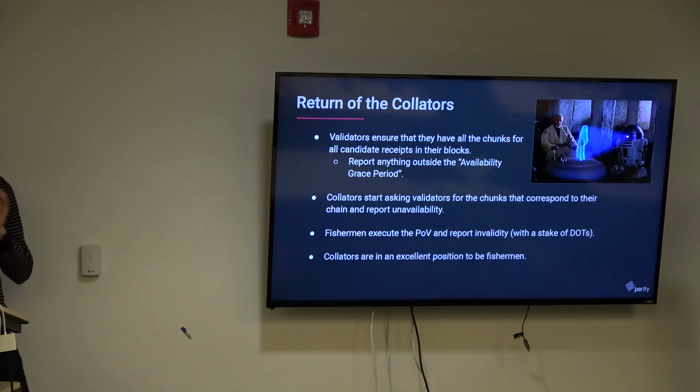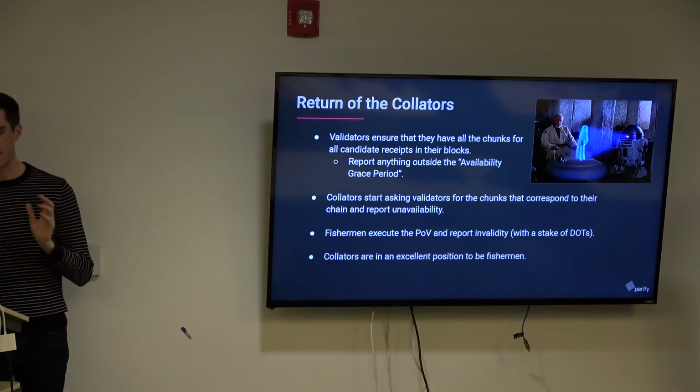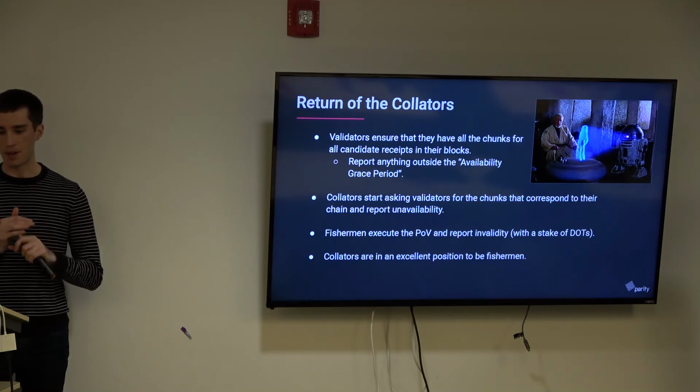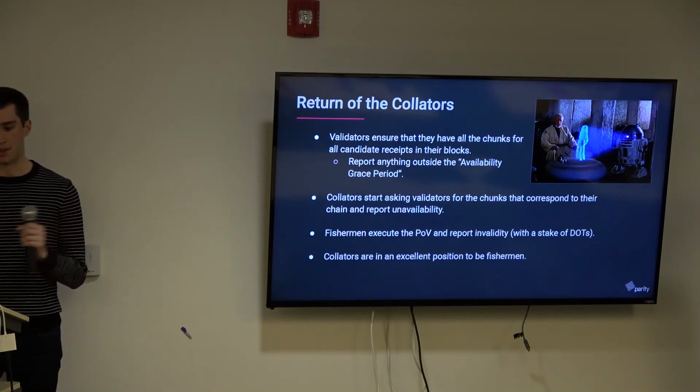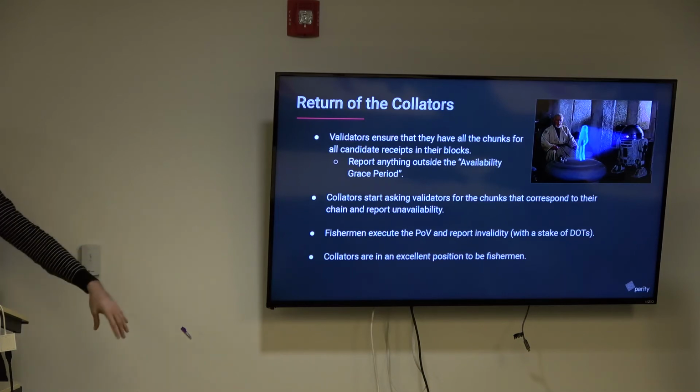So now the collators come back. We've been in validator land a little bit. The first thing is that the collators are going to start asking for these chunks back. They're going to see, hey, my candidate receipt is in some unfinalized block on the relay chain, and I want to make sure that it's actually available and these validators have saved their erasure coding. What's more exciting than the erasure coding is the reason this would be a problem.